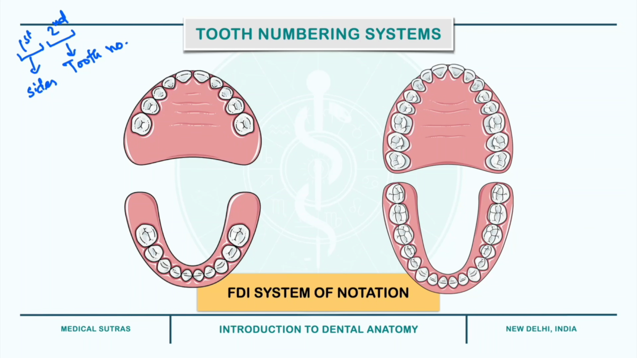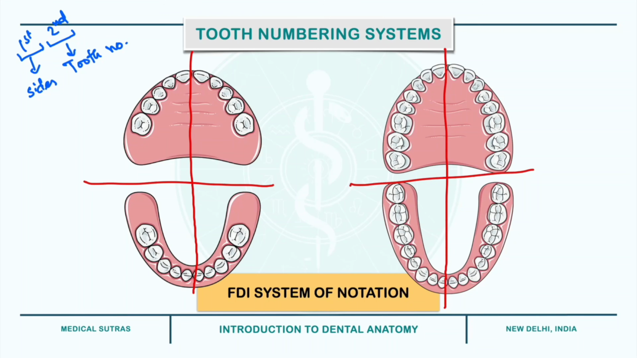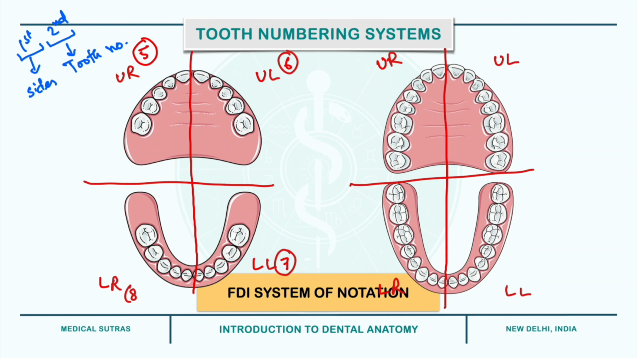So, the arches are divided into four quadrants for both primary and permanent dentition. That is upper right, upper left, lower left, and lower right. Similarly, in the permanent dentition, upper right, upper left, lower left, and lower right. In the primary dentition, these sides are represented by the numbers 5, 6, 7, and 8, while in the permanent dentition, these are represented by 1, 2, 3, and 4.